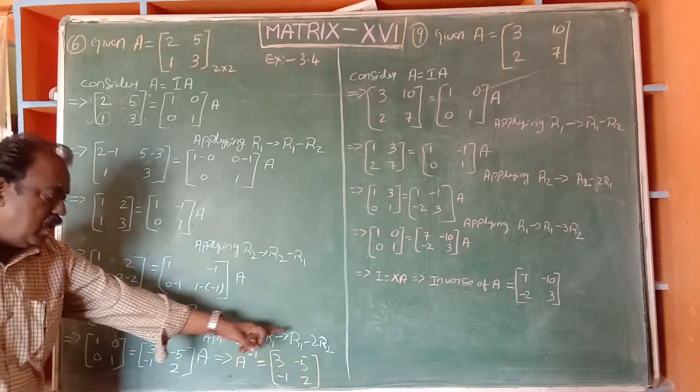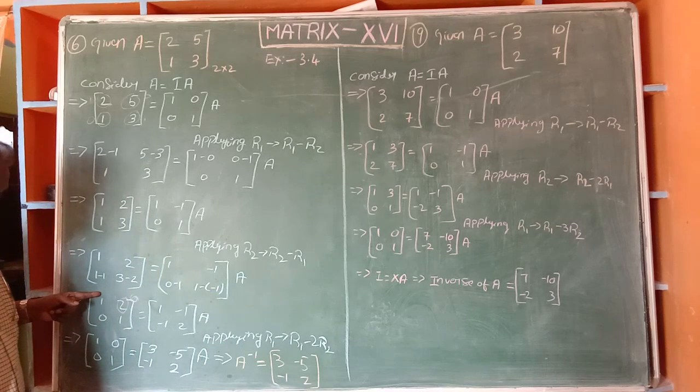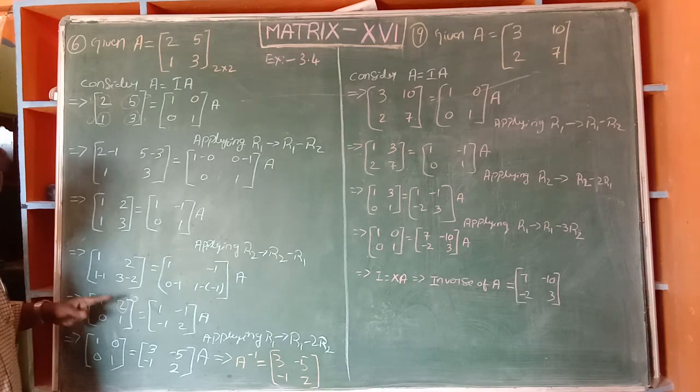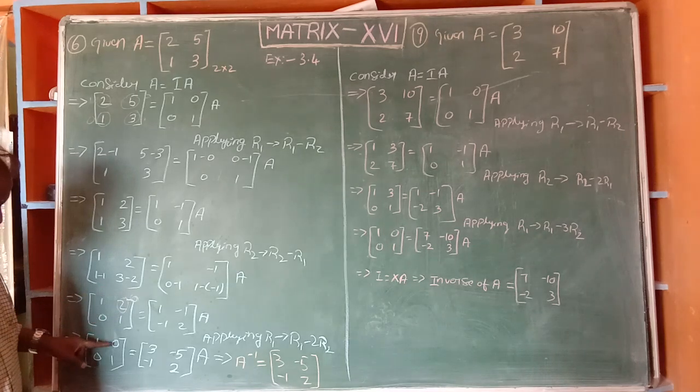Okay now? You see that? We are applying that one. 1 minus 2 into 0. So it is 1, 1 minus 0. 1 minus 0 is 1 only. 2 minus 2 into 1. 2 minus 2 gets 0.